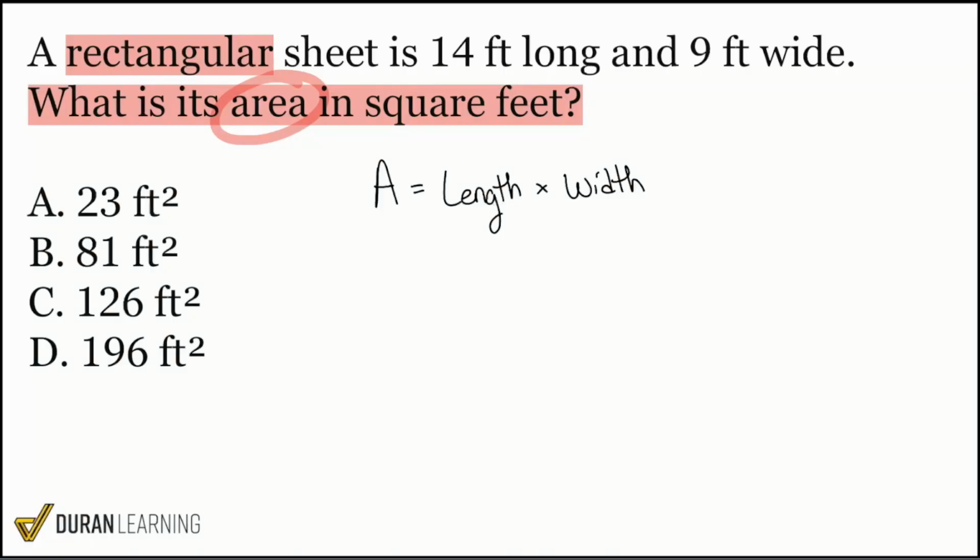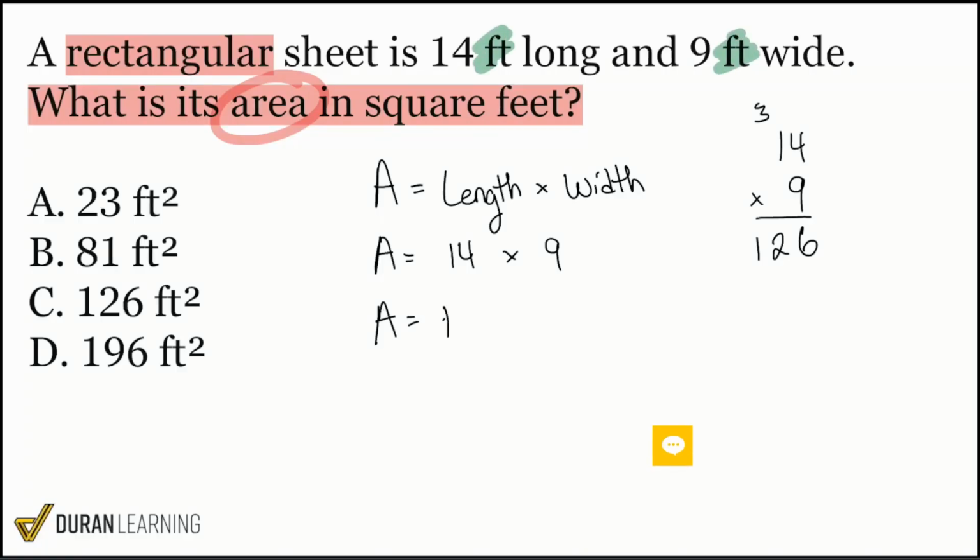So here it says a rectangular sheet is 14 feet long, length, and 9 feet wide, and that's the width. So I'll go ahead and plug these values in and then calculate. Length is 14, the width is 9, and when I calculate, I have 14 times 9. 4 times 9 is 36, carry the 3. 1 times 9 is 9, carry the 3 is 12. And so that'll give me 126. And because we did perform feet multiplied by feet, the final answer will be in square feet. So this would be 126 square feet, which gives the correct answer option as answer choice C.